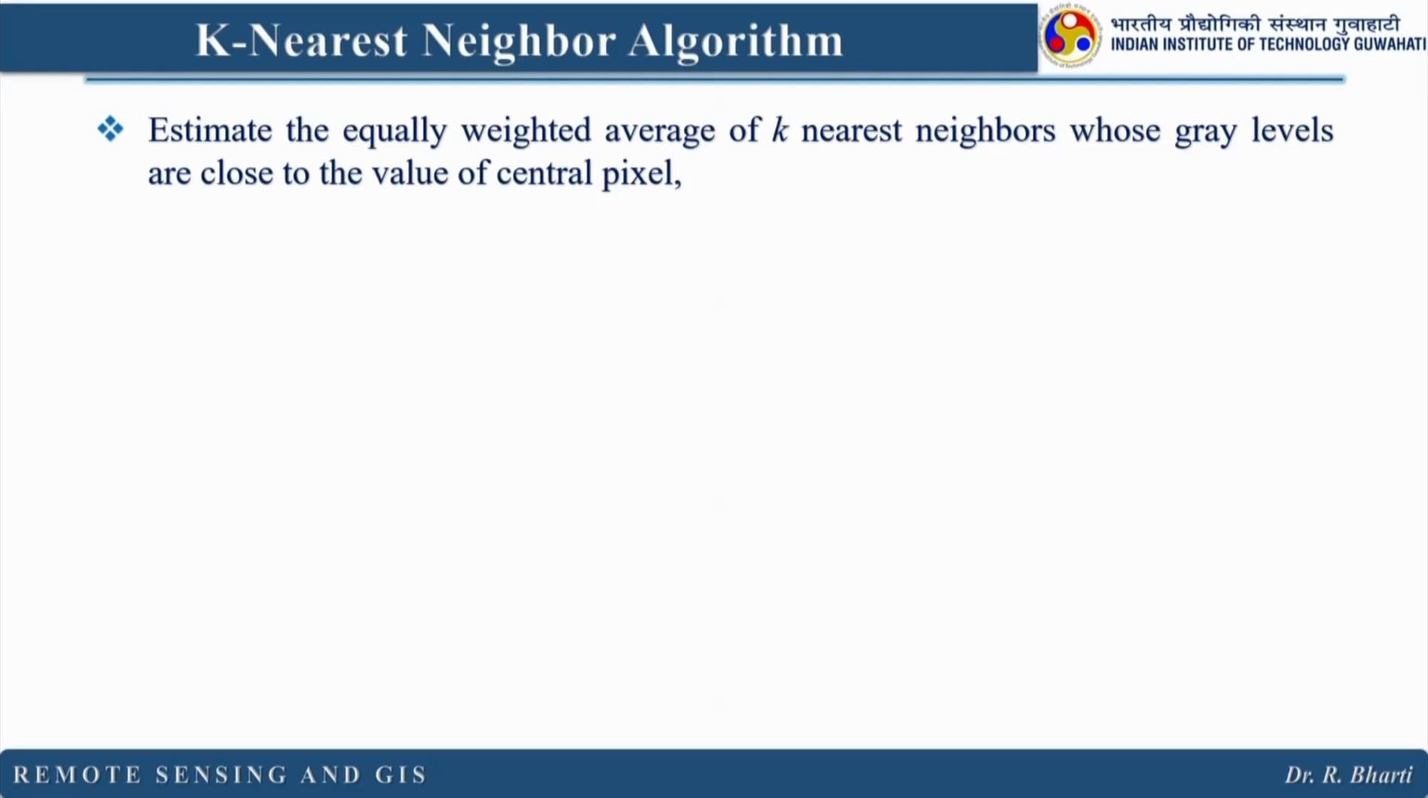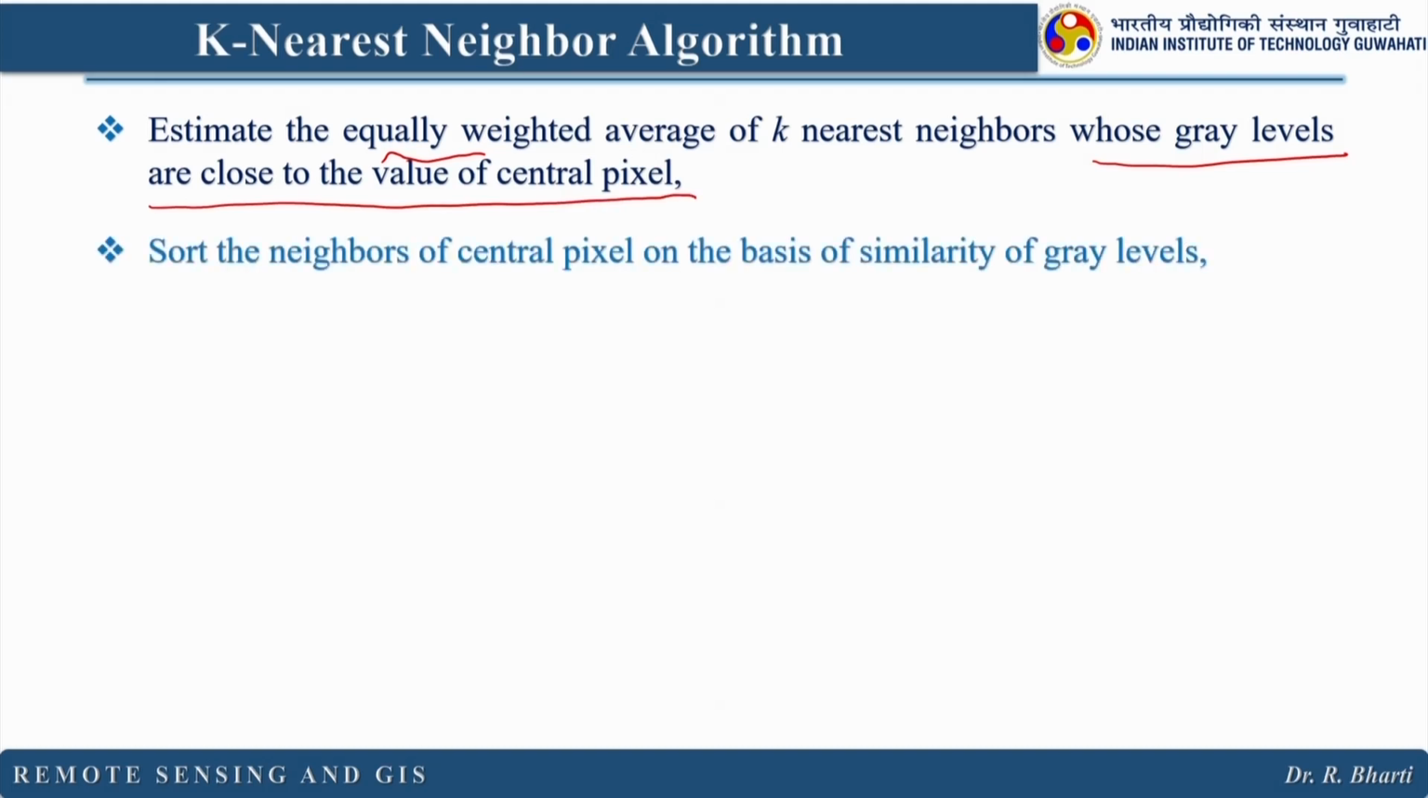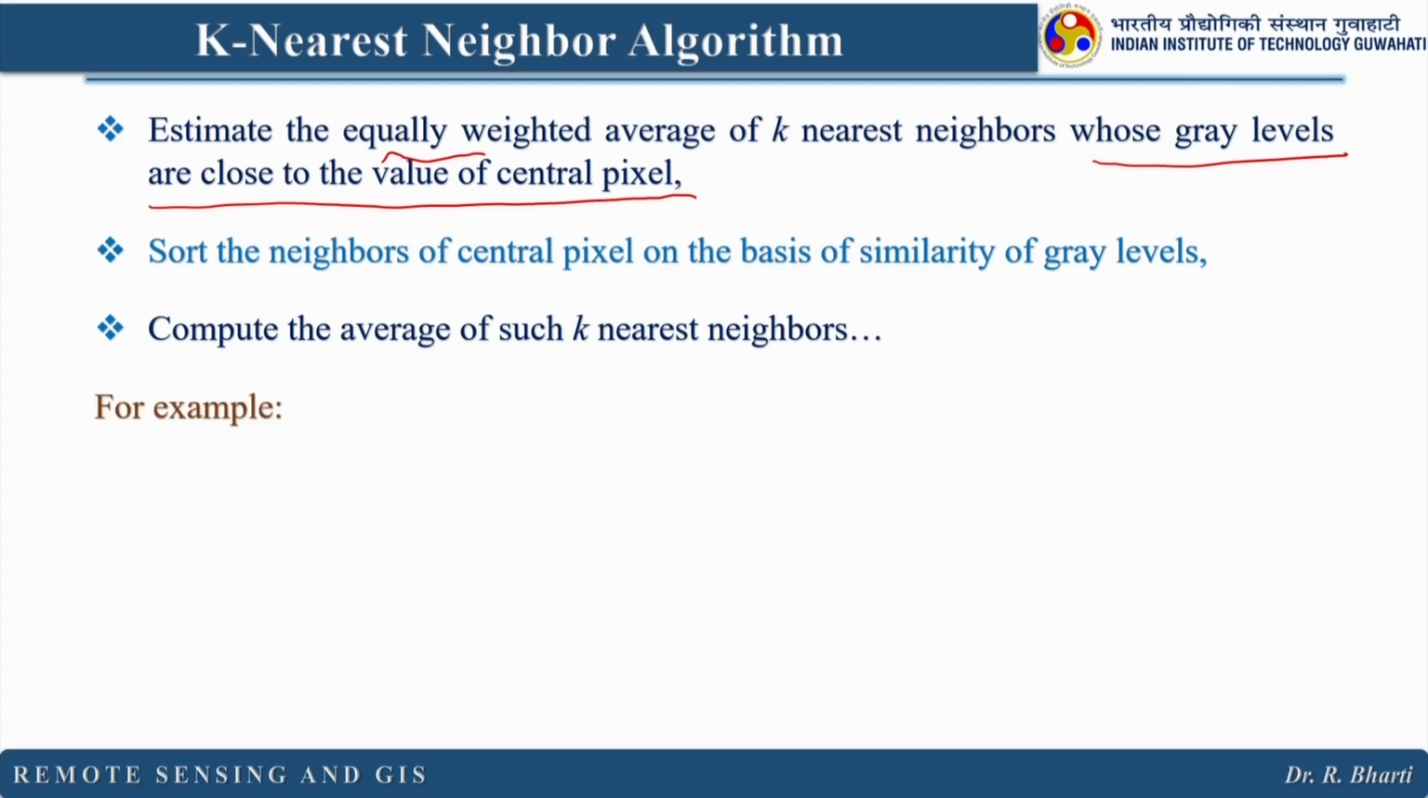Next one is the K nearest neighbor algorithm, where we identify the K nearest neighbors. Nearest neighbor means based on the values. So estimate the equally weighted average of the K nearest neighbors whose gray levels are close to the value of the central pixel, right. Sort the neighbors of the central pixel on the basis of similarity of gray levels. Compute the average of such K nearest neighbors, and then you replace the original data or original DN value of the central pixel with the newly calculated one.